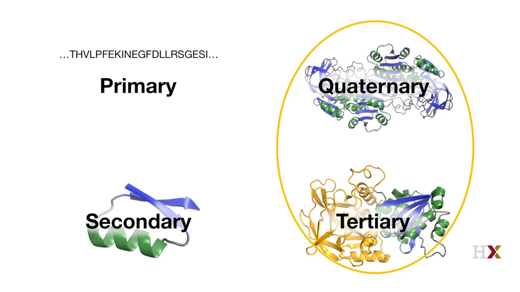In both cases, the specific three-dimensional shape of the proteins results from assembling parts through largely non-covalent interactions, the van der Waals, salt bridges, and hydrogen bonds. And that's why tertiary and quaternary structure are often described together.